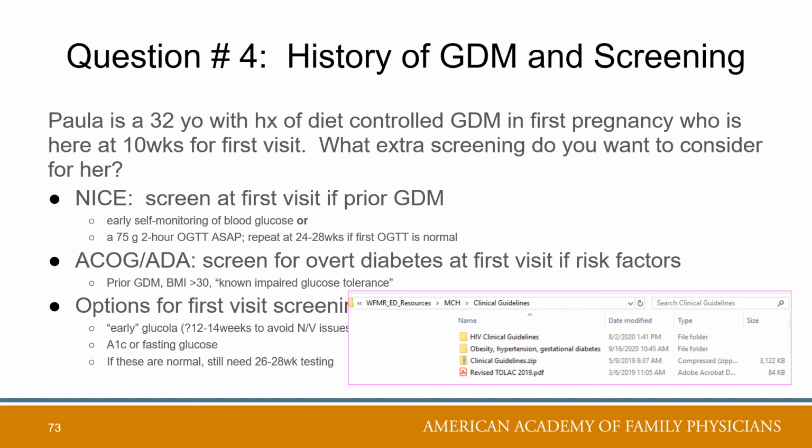So what if somebody has a history of gestational diabetes? This is Paula. She's a 32-year-old with a history of diet-controlled gestational diabetes. She's in her first pregnancy and here at 10 weeks for her first visit. What extra screening do you want to consider for her?